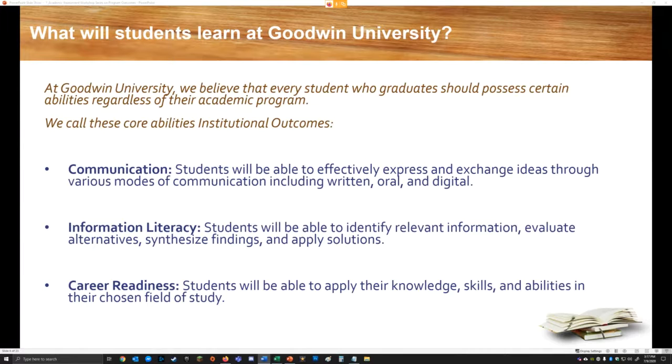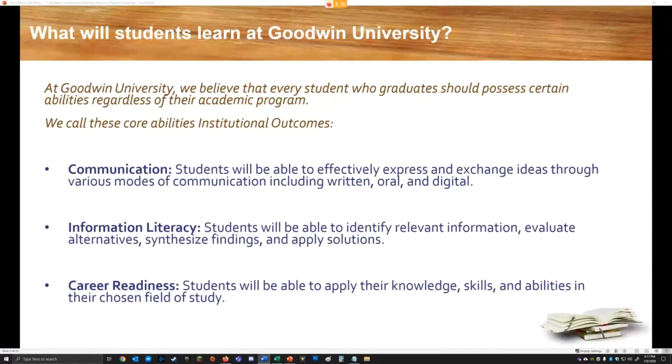Information literacy, this one is a little bit more specific. Identifying relevant information, evaluating alternatives, synthesizing findings, and applying solutions. When this was developed, we wanted students to be able to essentially find information, to think critically, and be able to answer questions. But there is a lot of buzz in regards to the library and library support and the information literacy element that they can contribute as well. So it encompasses a lot of different things, focusing, in my opinion, on critical thinking.